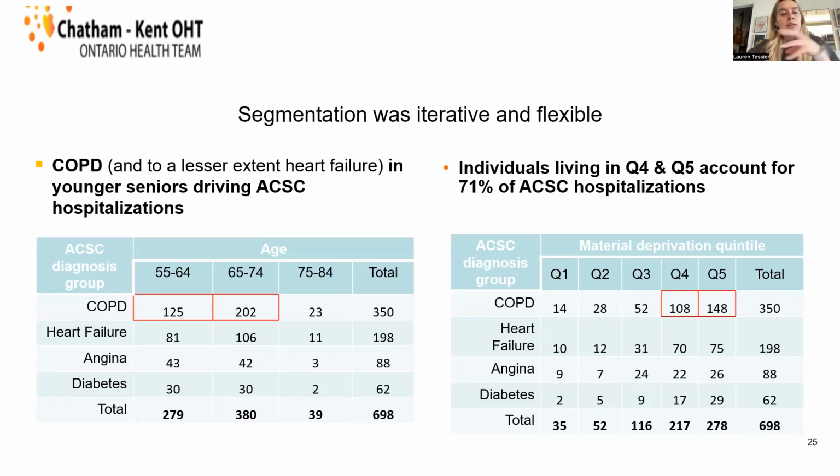So out of all of the individuals in our priority population, what the data told us was that it was individuals with COPD who were driving potentially avoidable utilization. And there was enough data here for people to feel comfortable with moving forward. And so this was it.